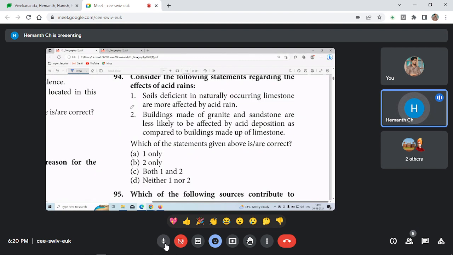Consider the following statements about acid rains. Soil deficiency in naturally occurring limestone... Buildings and structures made up of naturally occurring limestone are more affected by acid rain. ఇది వ్యాలిడ్ రీజనే అనుకున్నాను నేనైతే. Buildings made up of granite and sandstone are less likely to be affected by acid deposition as compared to buildings made up of limestone. Made up of granite are less likely to be affected by... తప్పు. సెకండ్ స్టేట్మెంట్ రాంగ్. Second statement wrong అంటావు. Buildings made up of granite and sandstone.